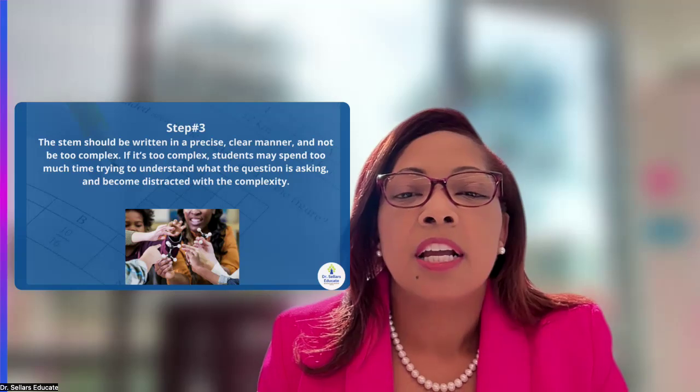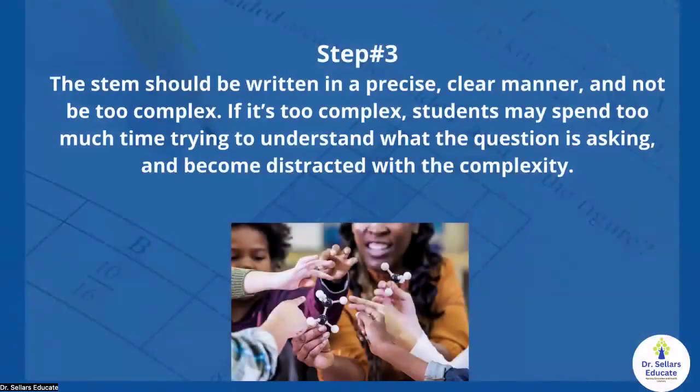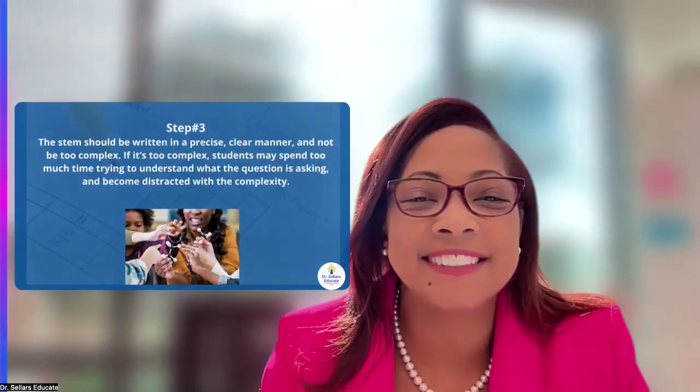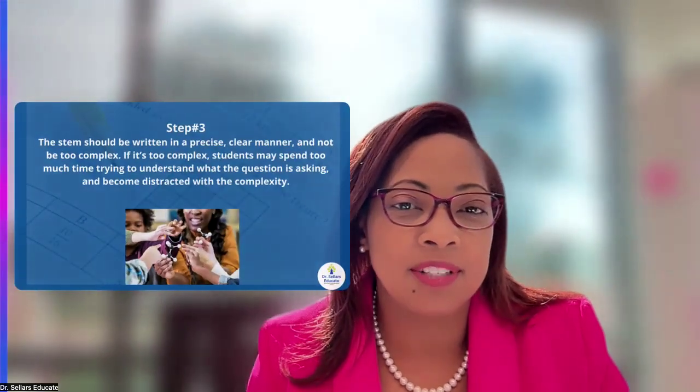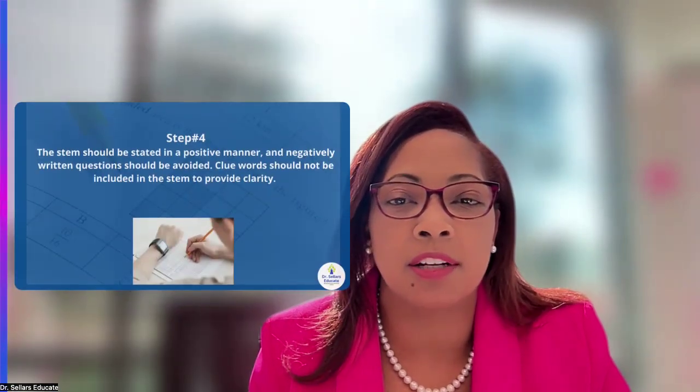Step 3, the STEM should be written in a precise, clear manner and not be too complex. If it's too complex, too difficult, too much content, students may spend too much time trying to understand what this question is actually asking me. Sounds familiar, right? This is a step you want to consider when you're taking the C&E exam as well. What is this question really asking me, and what is it that I know for sure?